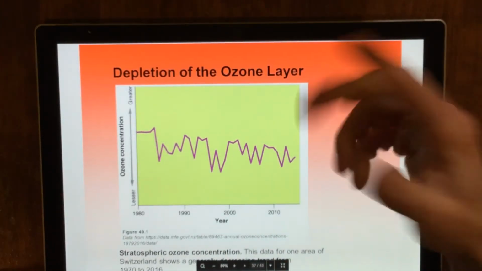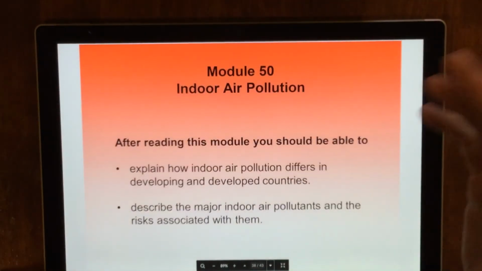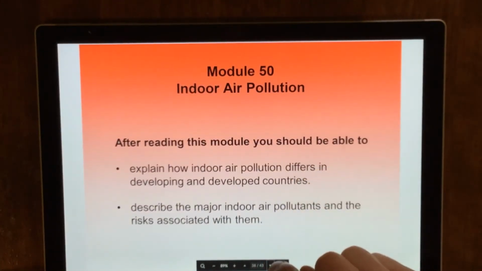Went back down a little bit. But anyways, that's the ozone, stratospheric ozone.